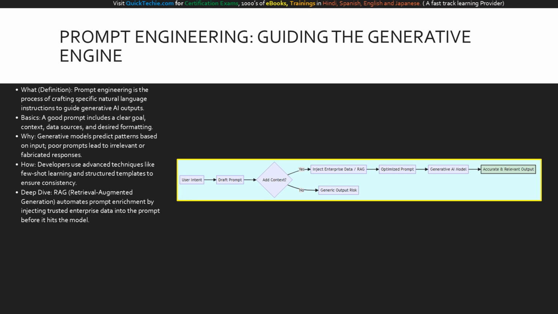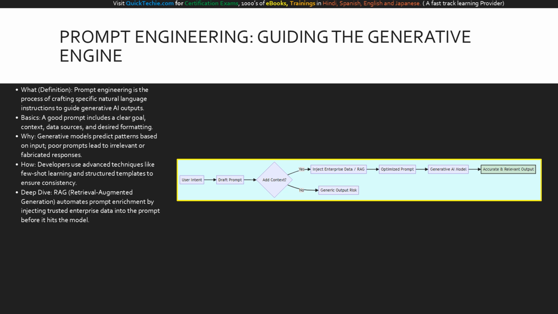Slide 6 tackles the steering wheel of generative AI, prompt engineering. What is it? It is the deliberate process of crafting natural language instructions to guide the AI toward a highly specific output. The basics are simple but crucial. An effective prompt must include a clear goal, relevant context, specific data sources, and formatting expectations.